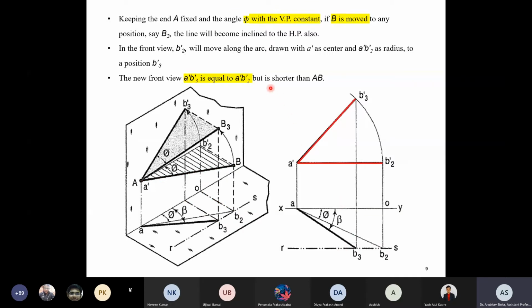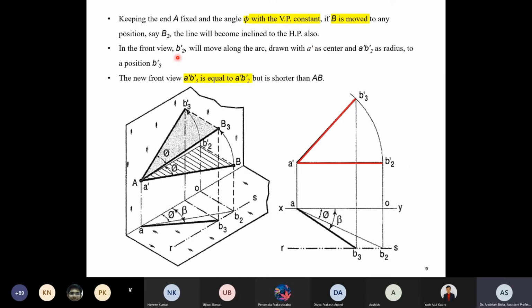Just to summarize what we have discussed, if we keep end A fixed and angle phi is also fixed, you can simply assume it to be a triangle made of cardboard. B is moved to any position, say B3. So B is moving from B to B3. The line will become inclined to HP. Earlier we started with a line which is parallel to HP. Now it is also inclined to HP, so it is inclined to both the planes.